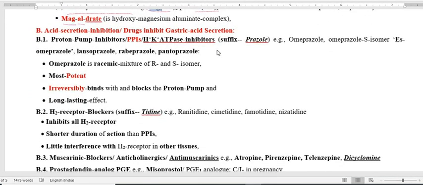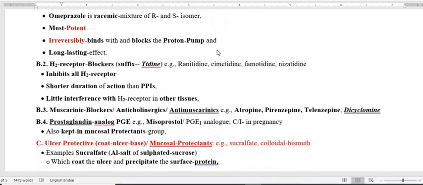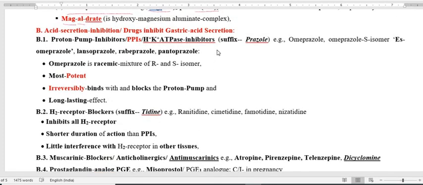Now we have to go through the drugs that mainly inhibit the synthesis or release of hydrochloric acid by the parietal cell, or you can say some of the drugs act mainly on the parietal cell.